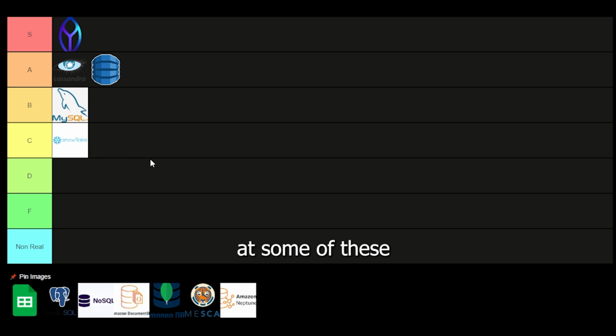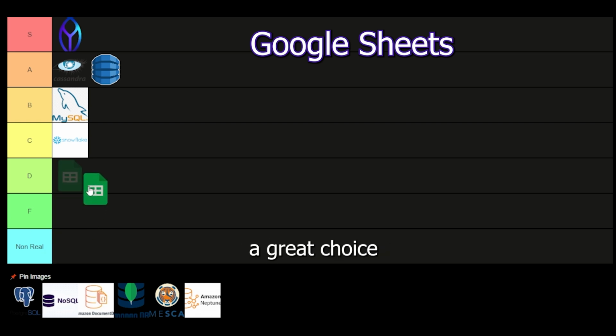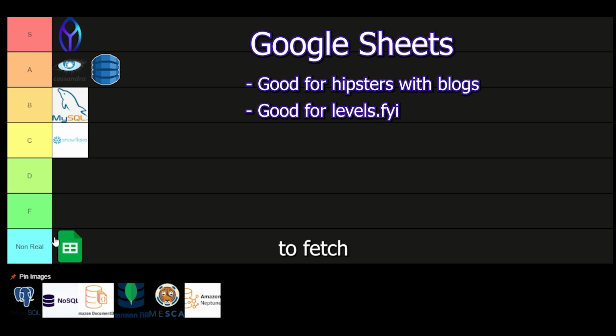All right, now we're going to take a look at some of these meme databases like Google Sheets. So Google Sheets is not a real database, but it is a great choice if you are levels.fyi and want to make a cool hipster blog post about how quirky your app is. For those that don't know, levels.fyi does use Google Sheets to store their salary data. I assume they just use Google's API to fetch and store that data. But unless you want to really explain in detail how this is done, I would say avoid using Google Sheets in your system design interview.